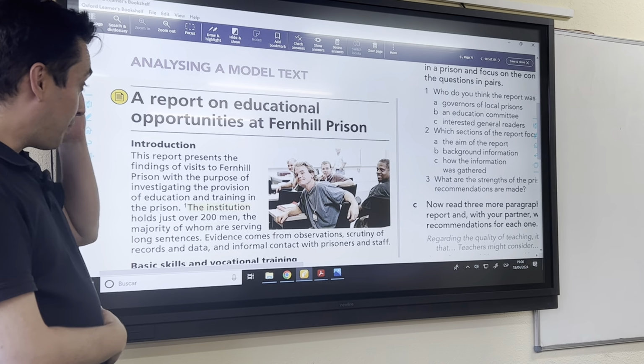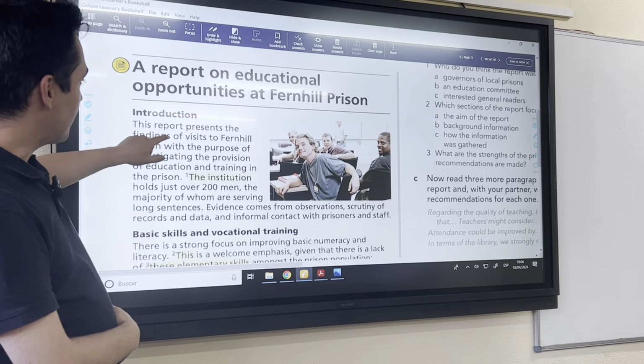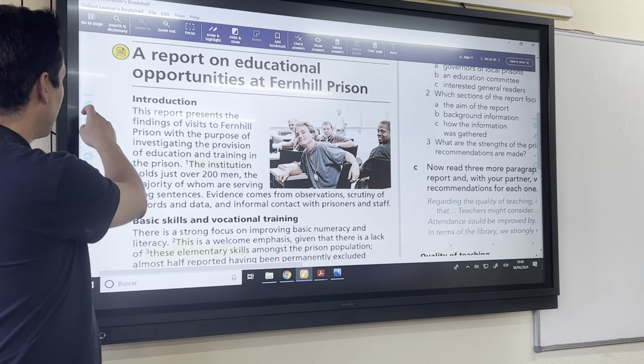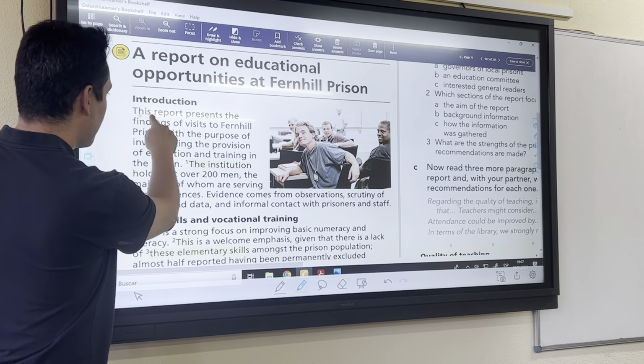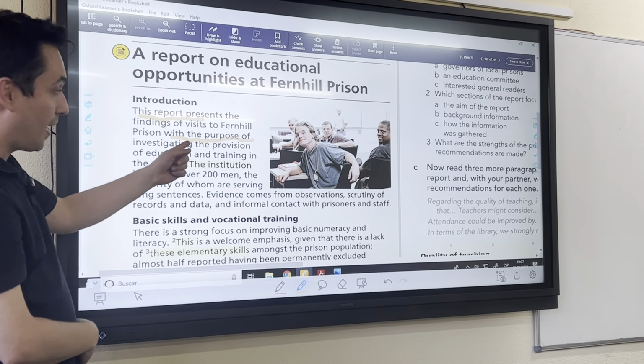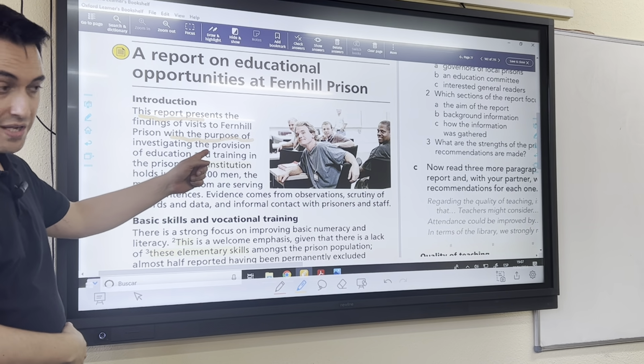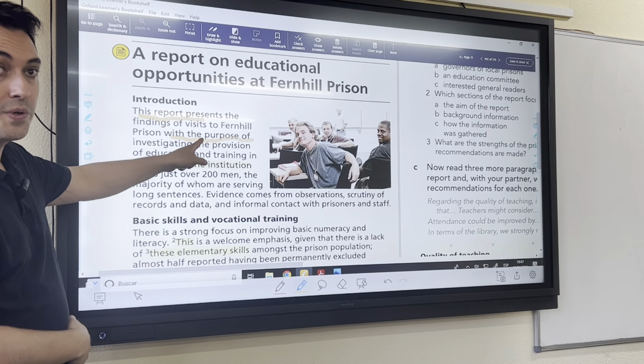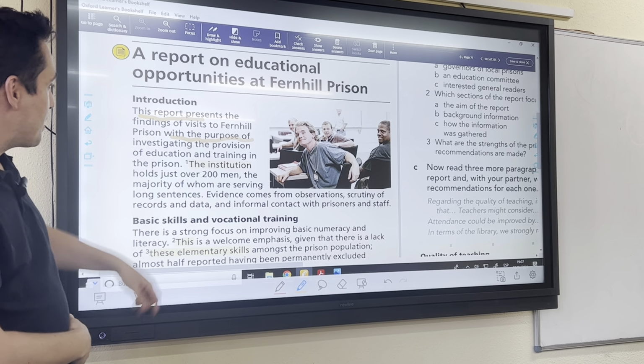So the example text, this report, as you can see, there is an introduction, yeah? What do they do in the introduction? "This report presents with the purpose of blah, blah, blah." This is useful language that you can use later. What are we doing? The purpose in the introduction. Then what else?